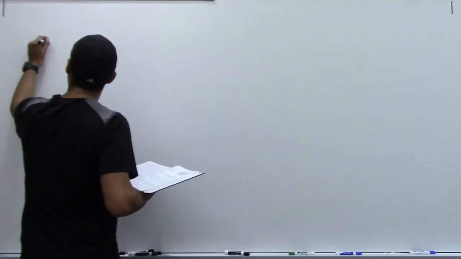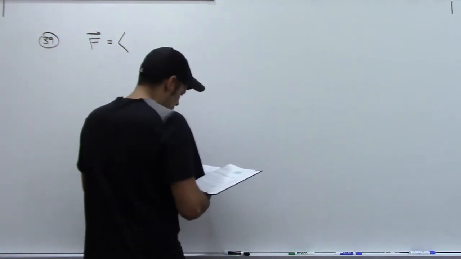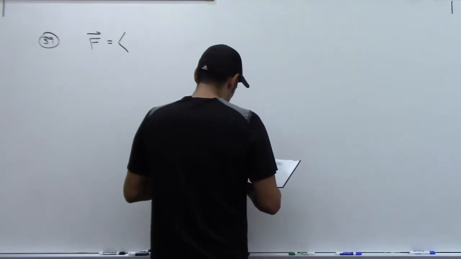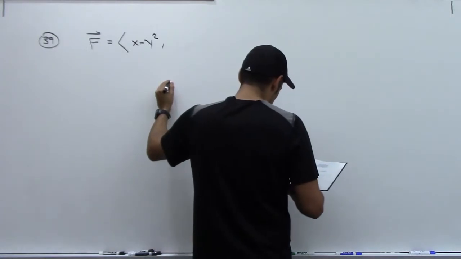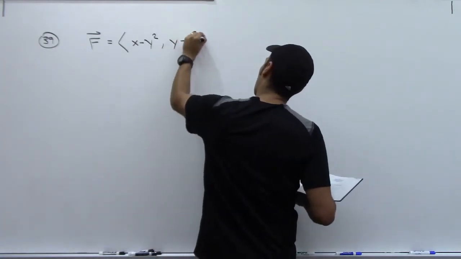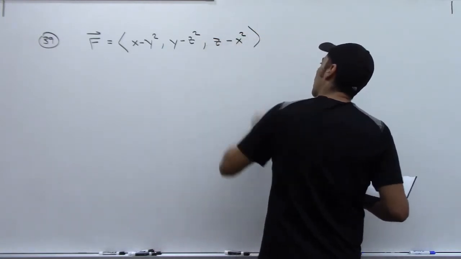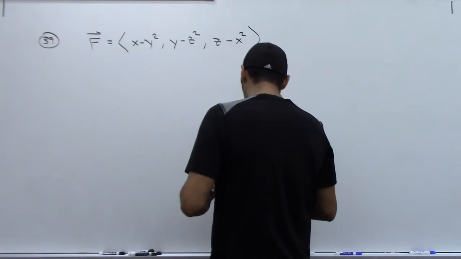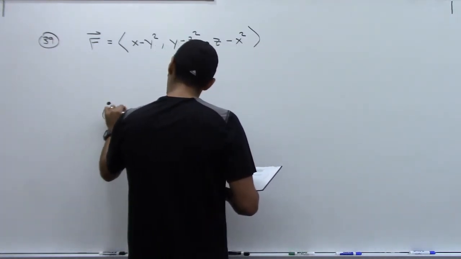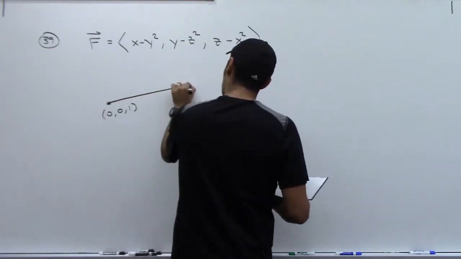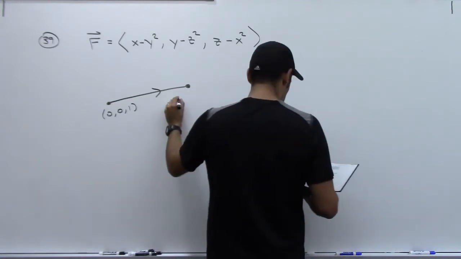So they give you this field in vector form. It's, let's see, x minus y squared. It's y minus z squared. And z minus x squared. And the path, the particle is moving along a straight line segment that goes from the point 0, 0, 1 to the point 2, 1, 0.